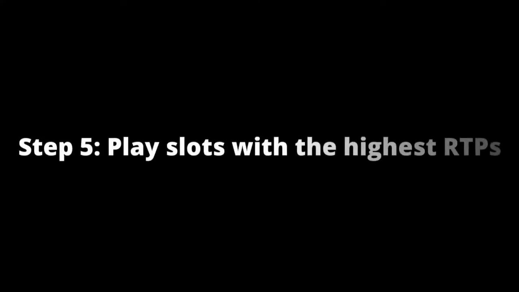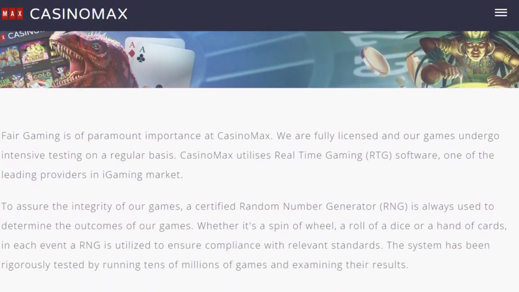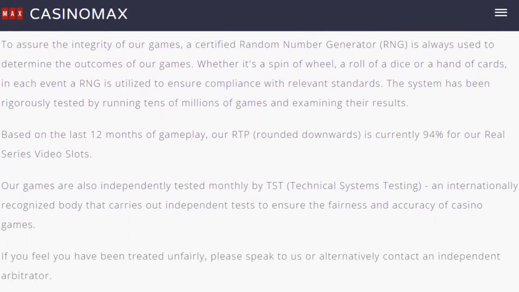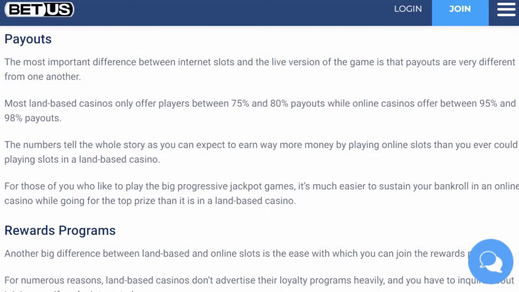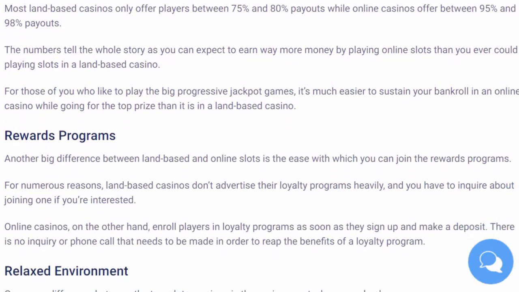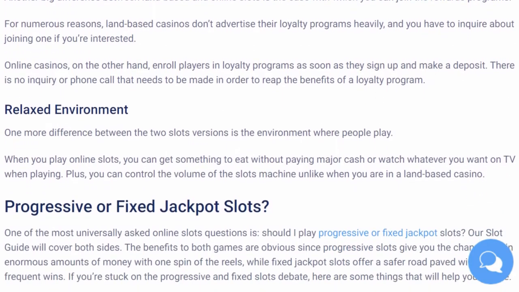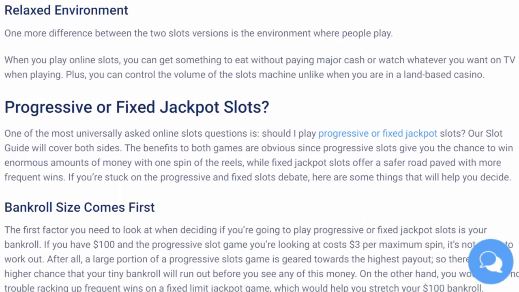Step 5. Play slots with the highest RTPs. Next, you need to find the game with the highest RTP. This is the percentage of money returned to players. It's usually expressed as a percentage. The RTP is displayed on the screen and it depends on many factors, like the game and even which casino you're playing at. But some slots have pretty high RTPs, as much as 96%, so this shouldn't be too hard.